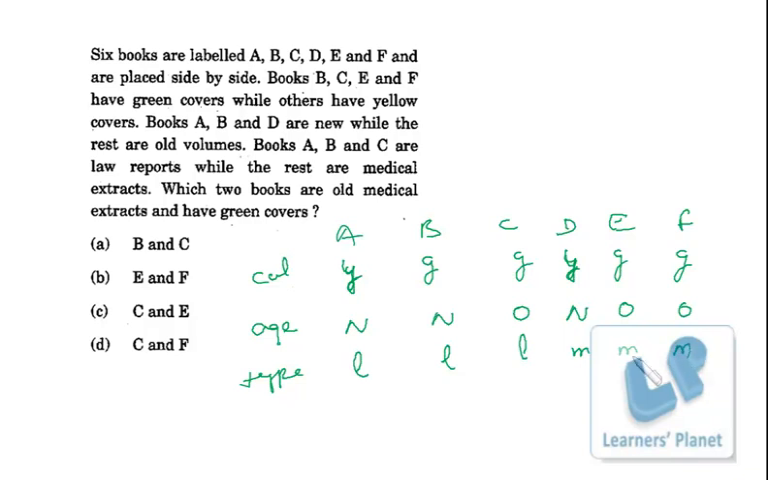Medical, medical, medical. Okay. Now we have to find which 2 books are old medical extracts and have green color. So old, this, with green color, this, with the medical extracts we have this and this. So we have E and F, green color, old with medical extracts, right? E and F. So that's pretty simple. I hope you are clear.